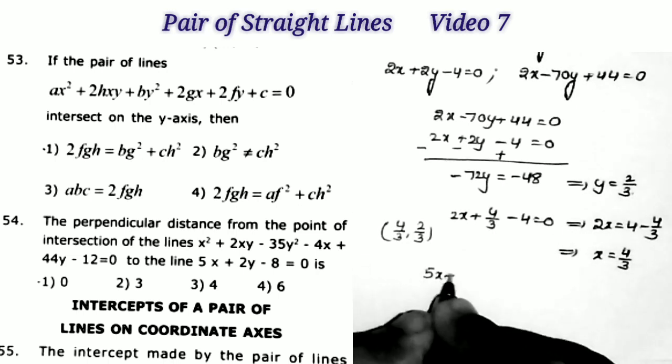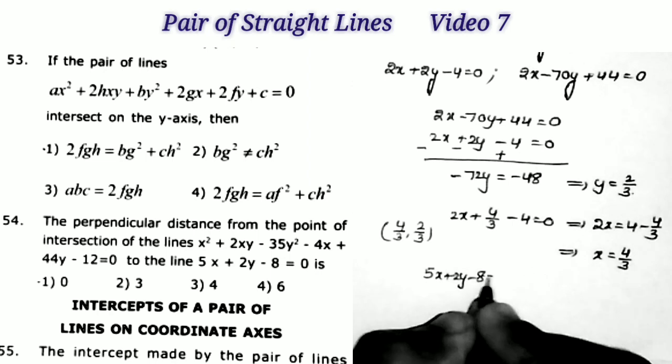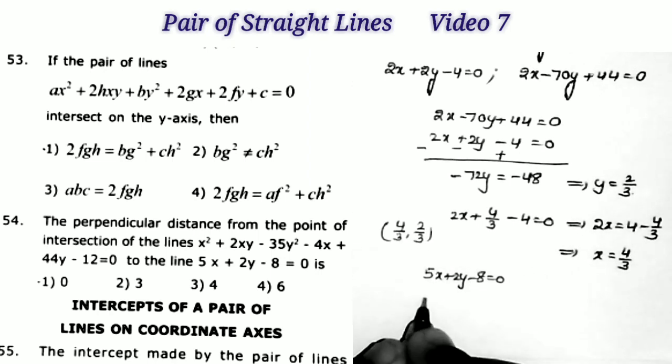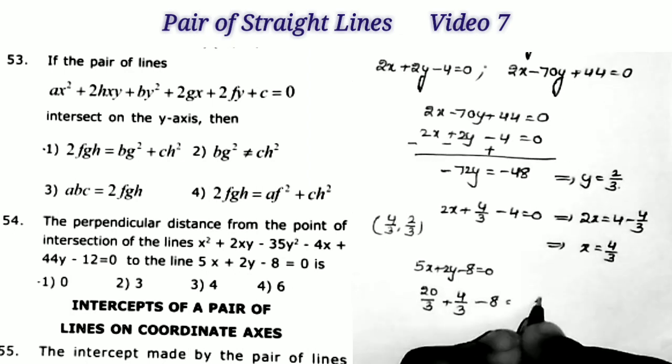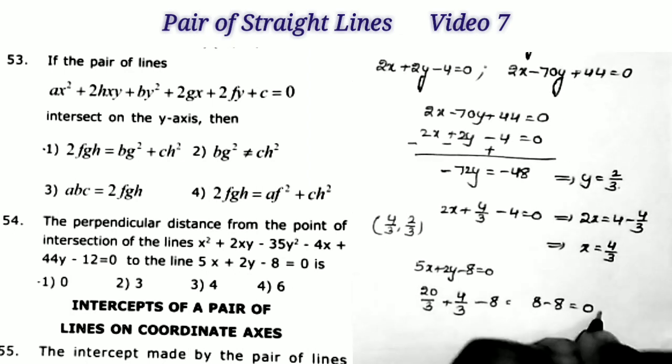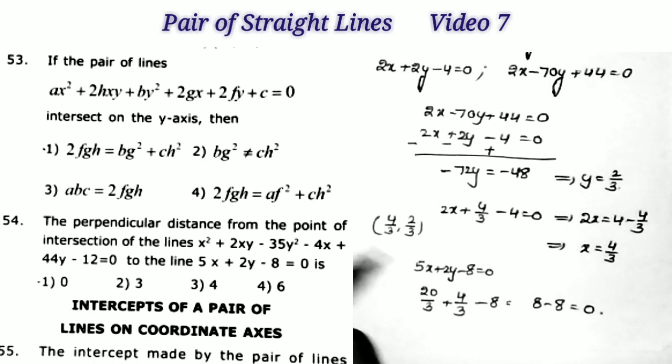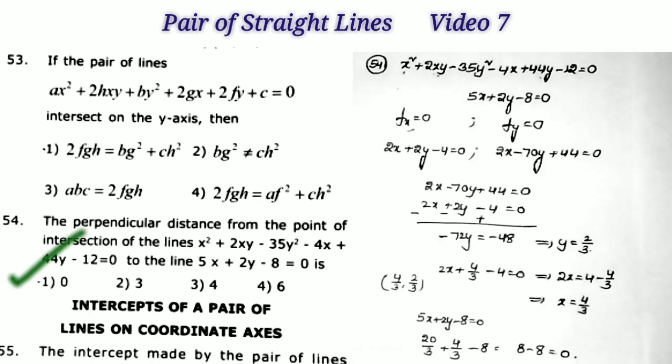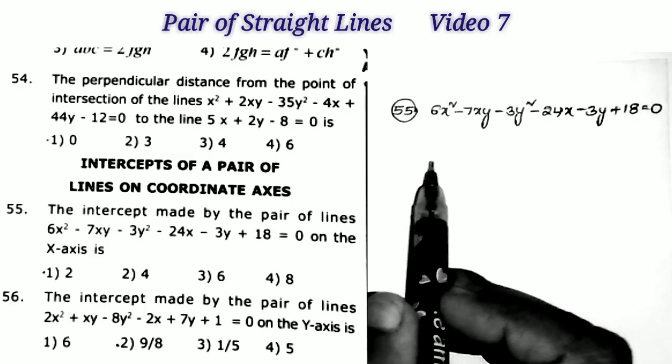That is 5x plus 2y minus 8 is equal to 0. First, I substitute this point here. Then we get 20 by 3 plus 4 by 3 minus 8 is equal to 8 minus 8 is equal to 0. That is, the point lies on the line, which means perpendicular distance is equal to 0. That's all, and that is the first option. Next question, sum number 55.